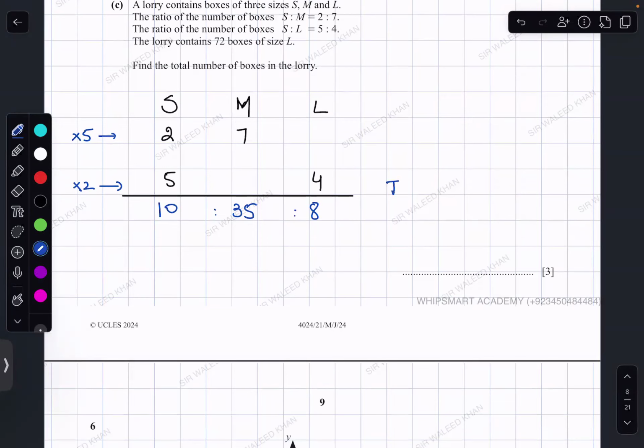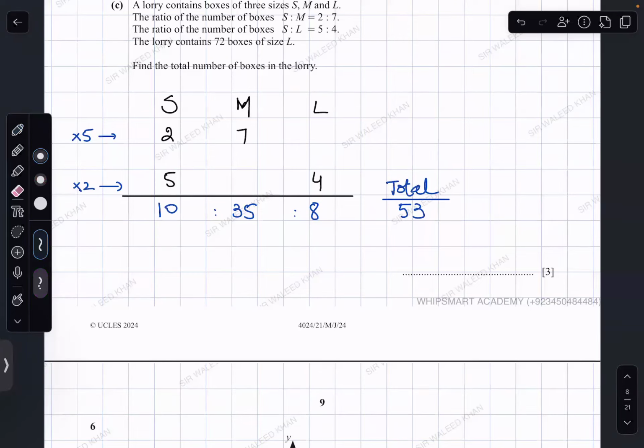What should be the total ratio over here? The total of the ratio is 45 plus 8, that is 53. And the information they have given us is that 72 boxes of large size. So they have given us information about 72 boxes which are representing 8. Okay. So I'm writing boxes over here.